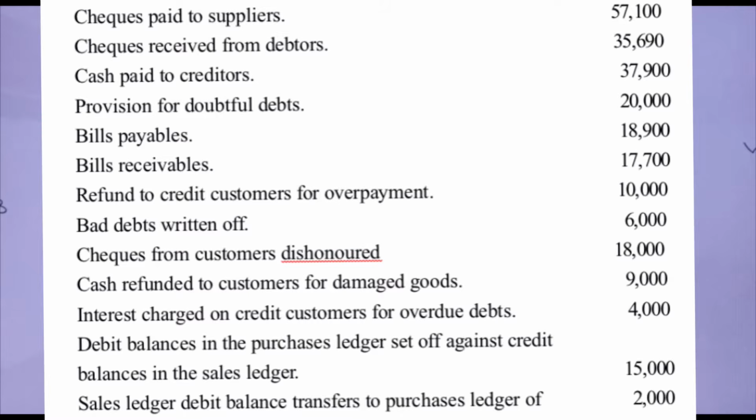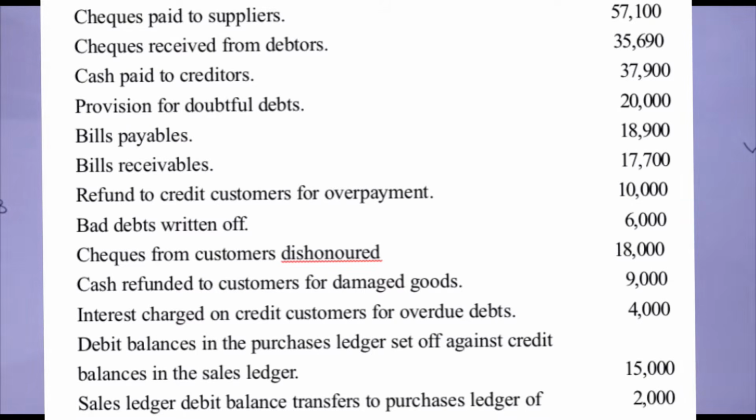Bills payable 18,900. Bills receivable 17,700. We have refund to credit customers for overpayment 10,000 Ghana cedis. Bad debt written off 6,000. Check from customers dishonored 18,000. Cash refunded to customers for damaged goods 9,000. Interest charged on credit customers for overdue debt 4,000 Ghana cedis.